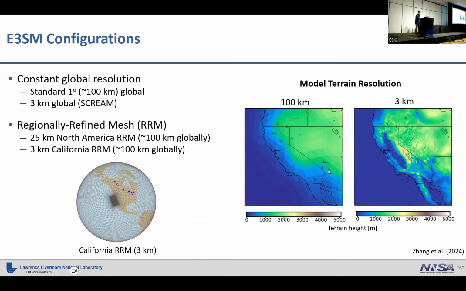In the terrain here, it's just kind of nice to see, sort of as you've seen before, in the 100 kilometers, California is relatively flat. But at 3 kilometers, you can start to see the mountain features, the Central Valley, the separation between the coastal regions and the mountainous regions. So that has effects primarily on wind, but also on other variables.